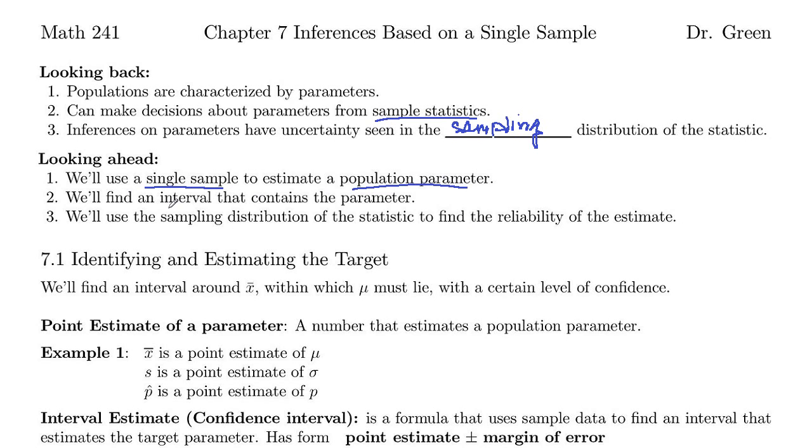And then we're also going to find an interval that contains that parameter. That's called a confidence interval or an interval estimate. And then we're going to use that sampling distribution of this statistic to find the reliability of our estimate. So that's the connection. Sampling distribution is connected to the reliability of the estimate.